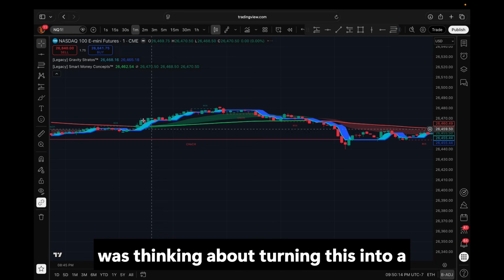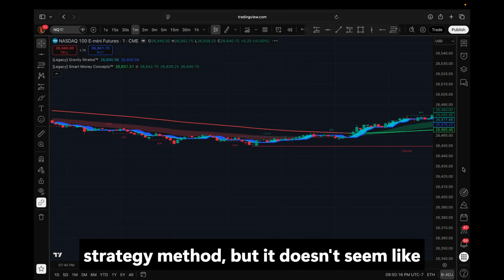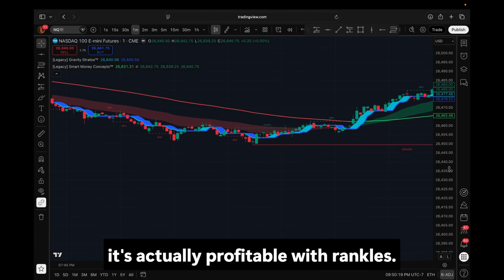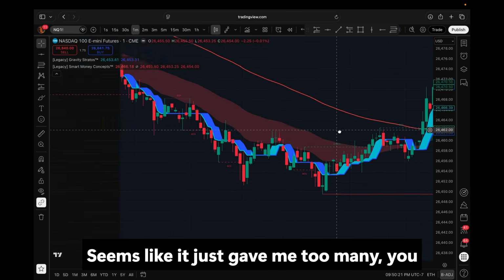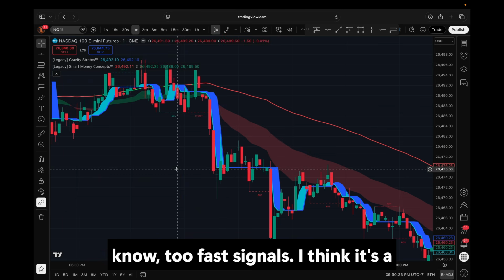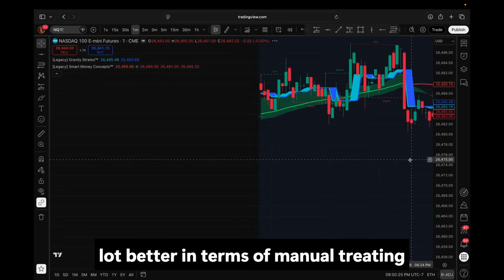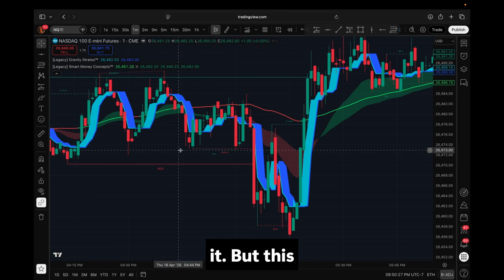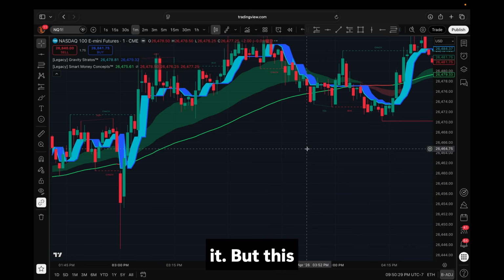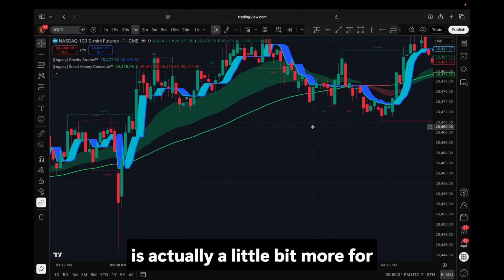I was thinking about turning this into a strategy method, but it doesn't seem like it's actually profitable with Renkos. It seems like it just gave me too many, too fast signals. I think it's a lot better in terms of manual trading it. But this is actually a little bit more for advanced trading.